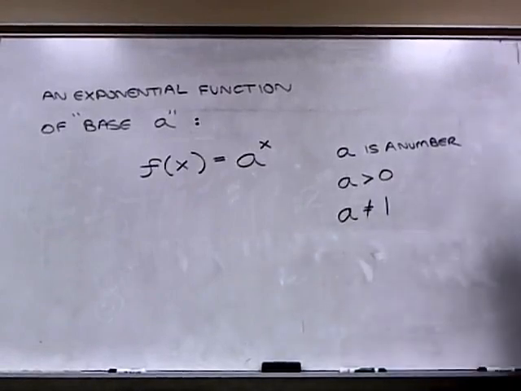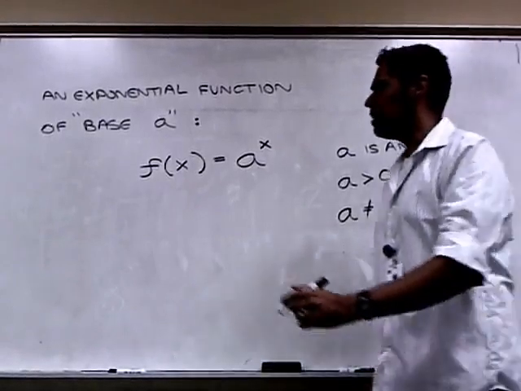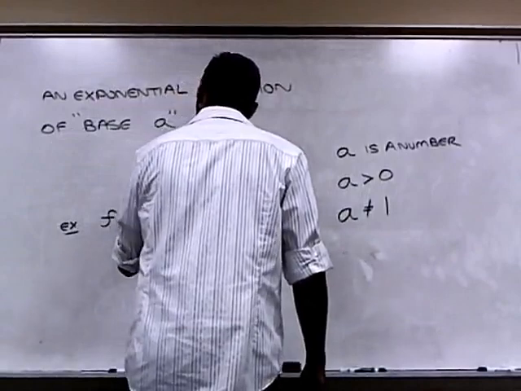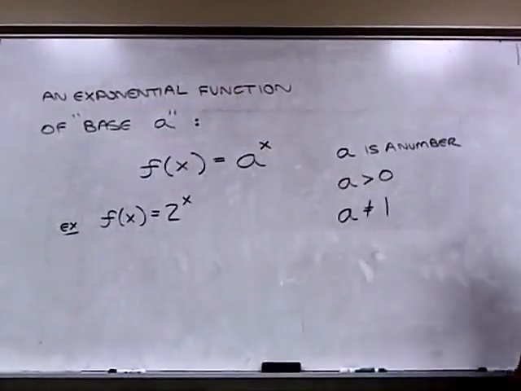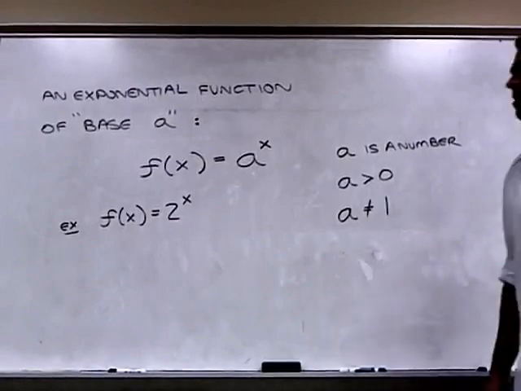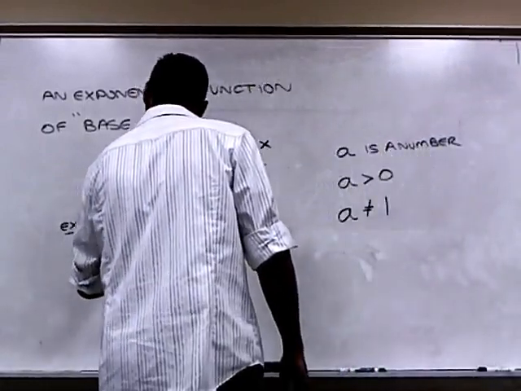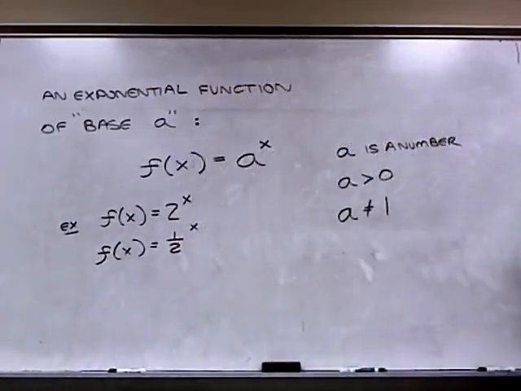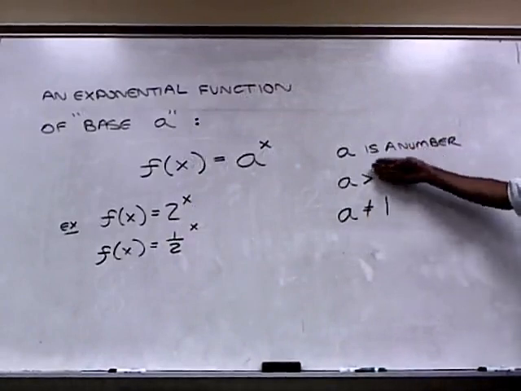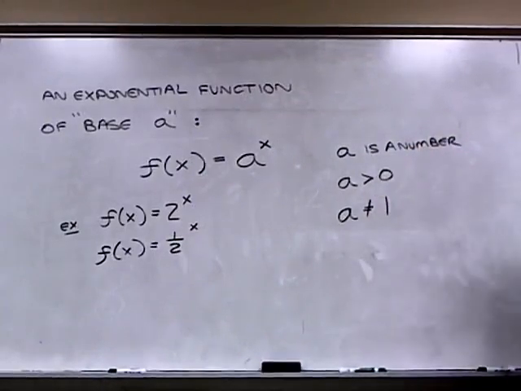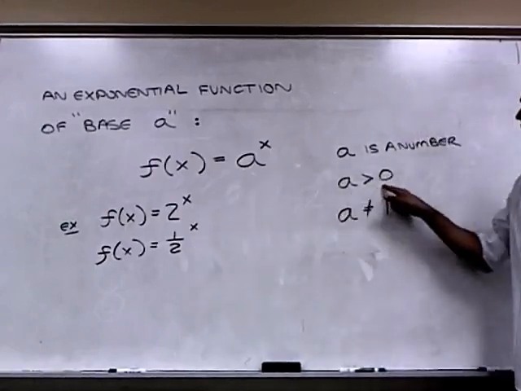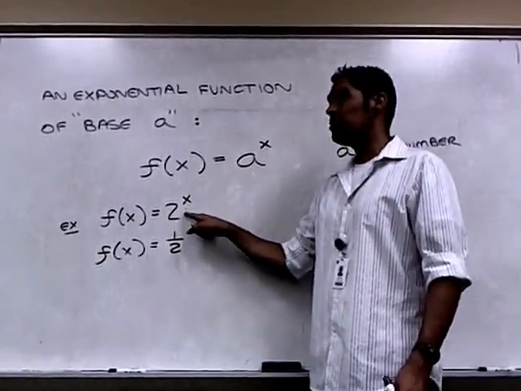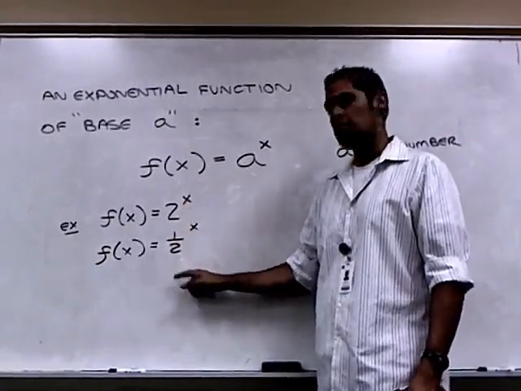That's what an exponential function of base A looks like. Here are some examples. F of x equals 2 to the x. That's the one that I just did, right? Here's another example of an exponential function, 1/2 to the x. Is that an exponential function? Does it qualify? What's the base of that exponential function? 1/2, right? Is 1/2 bigger than 0? Yes. Is it 1? No. So we're okay, right? So this is the base 2 exponential function. This is the base 1/2 exponential function.